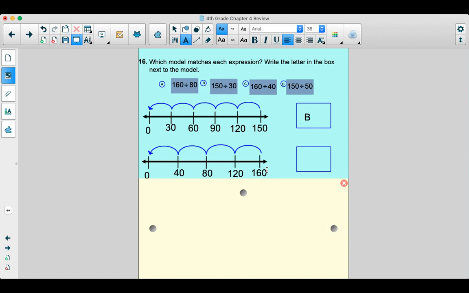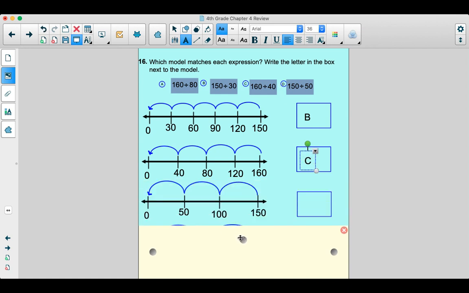And then think about the hops. Remember, we're hopping backwards because the arrow is going this way. So 160 minus 40, minus 40, minus 40, minus 40. So 160 divided by groups of 40. All right, so that one would be C.